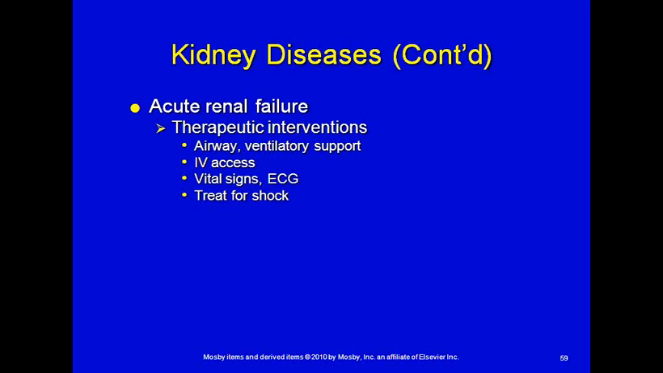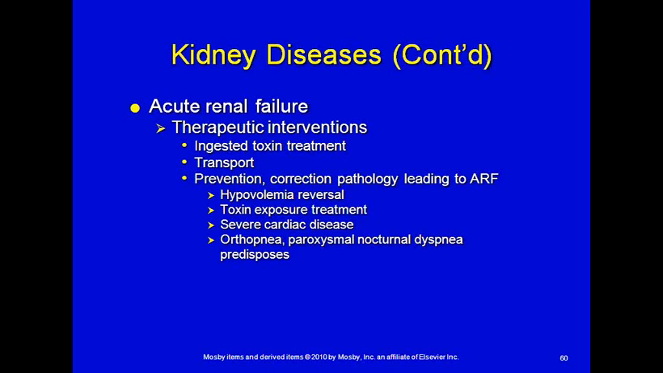Therapeutic interventions for somebody in acute renal failure: ABCs, IV access, vital signs, treat for shock. So there's not much we can do other than be supportive. If they've ingested a toxin, then treat them for their ingestion by calling poison control. Transport, if that's what's advised.